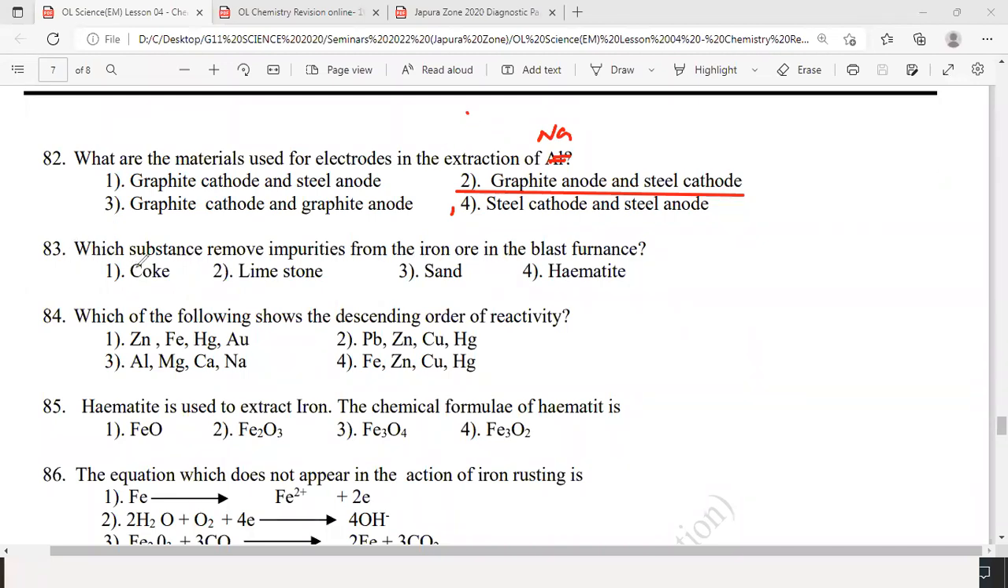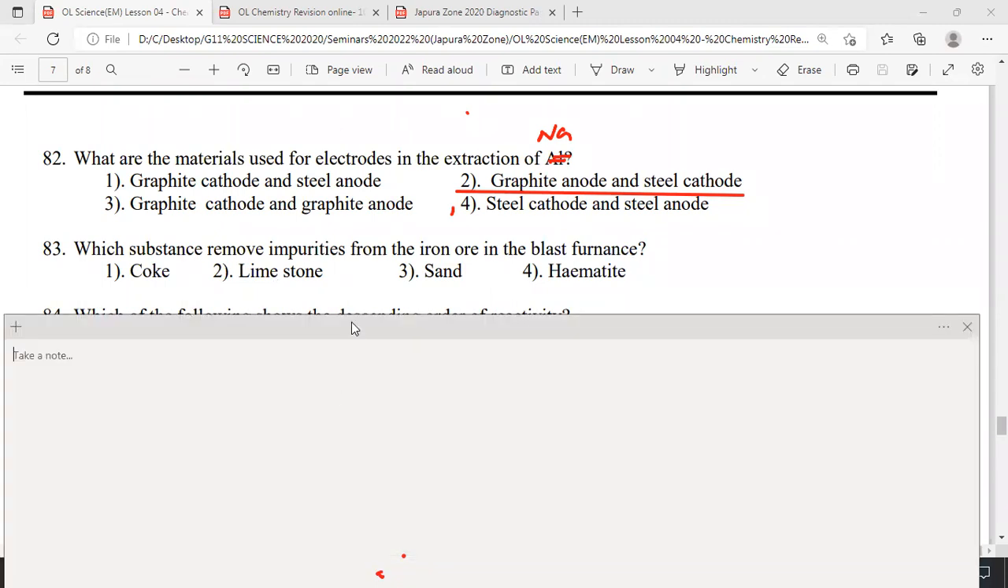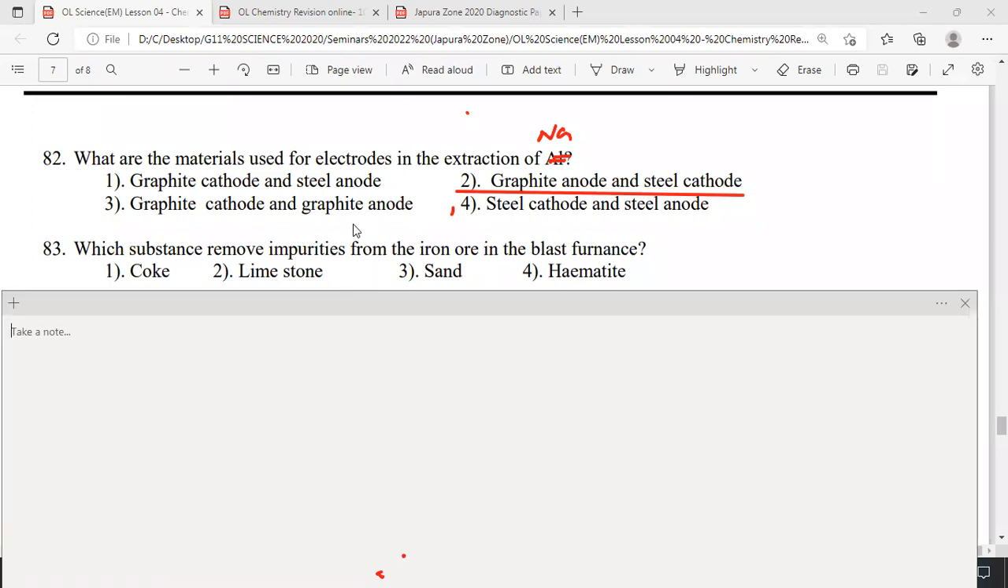Question number 83. Which substance removes impurities from the iron ore in the blast furnace? Yes, that's a good question. Who can give me the answer? This is from grade 10. Any volunteers? Who can give me the answer for this? I got the answers from Ravin, Vilana. What about the others?